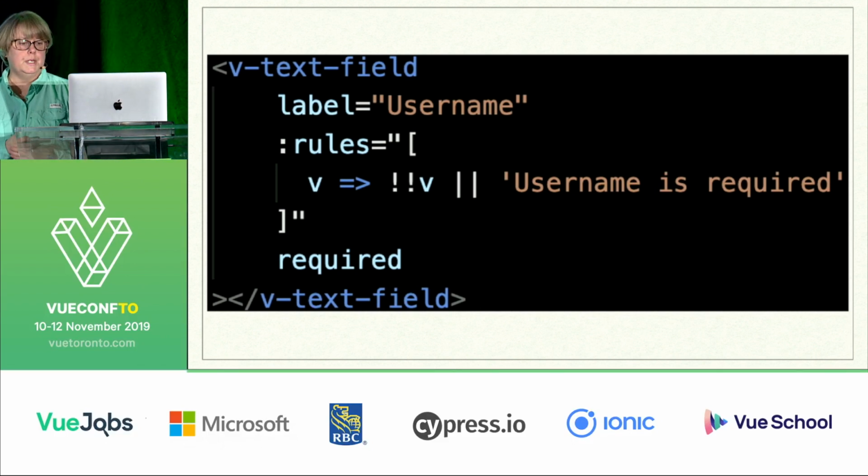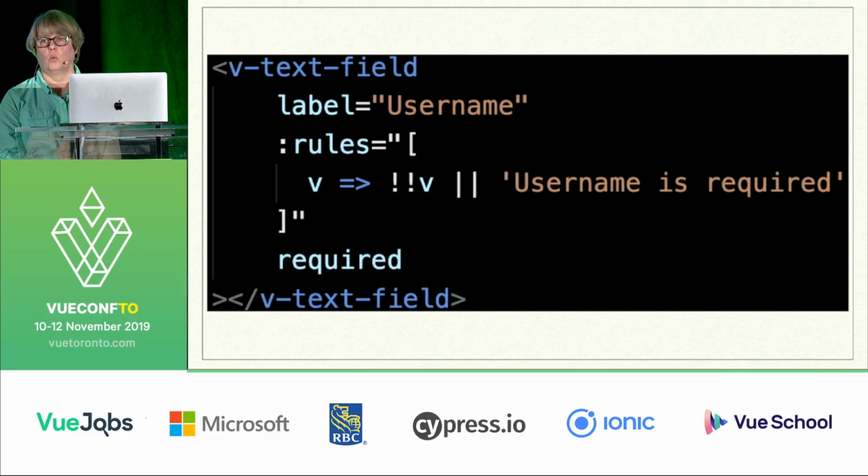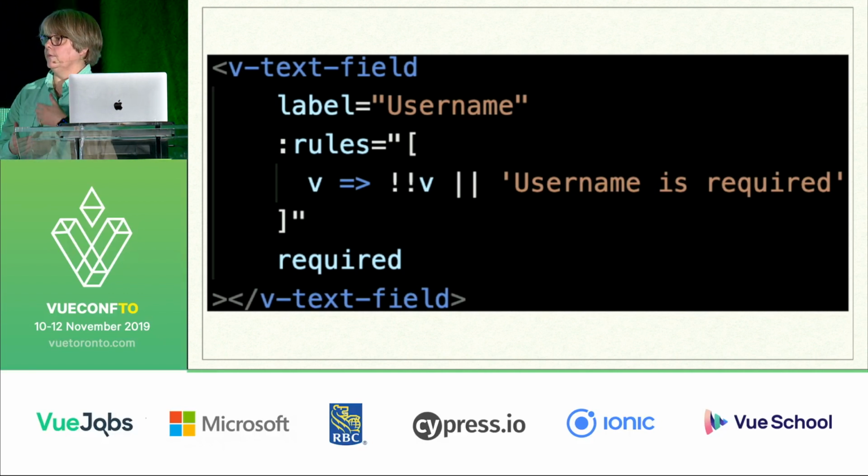And the way that the rules work is it's an array, and in the array you can have as many different validations as you want against that field. And each of the validations is a method. The method is passed in the value that the user has typed in into the field.